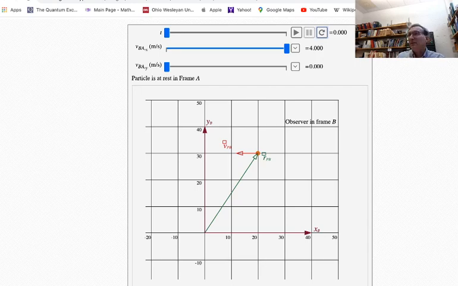Okay, let's think about this. In frame A, we observe particle P to be at rest. And we observe frame B to be moving to the right at a constant rate of 4 meters per second. But now we're going to observe the particle from frame B. I don't think the particle is going to be at rest in frame B. In fact, it's going to be moving to the left at 4 meters per second. Let's watch.